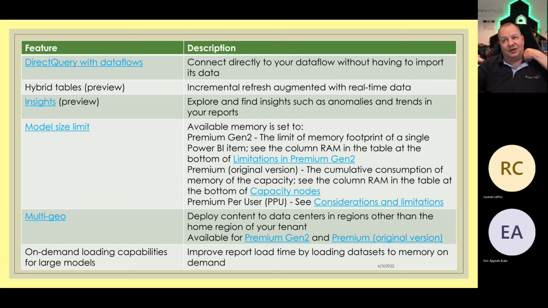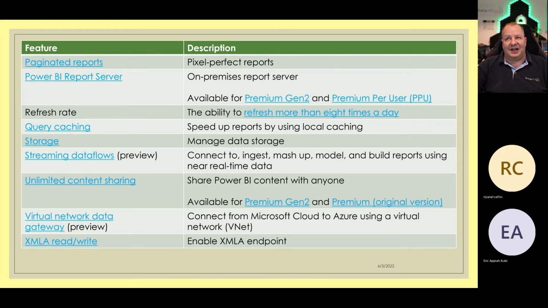Some of the limitations on model size can be set. You've got large model capacity, so we can change the model type to a large model capacity to store large amounts of data. And things like paginated reports and query caching, storage, streaming flows. These are all capabilities that would also be available in terms of Power BI Premium.